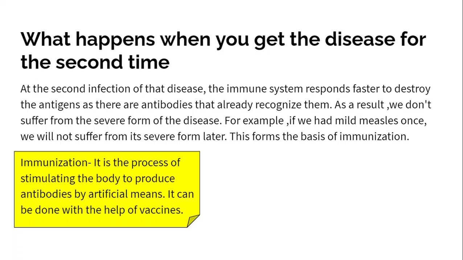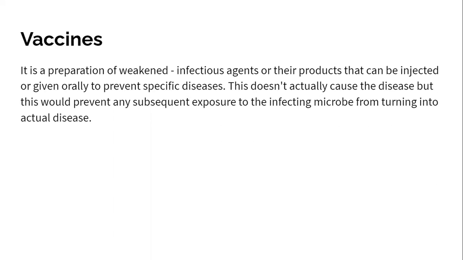And the key word right now is immunization, which is the process of stimulating the body to produce antibodies by artificial means. It can be done with the help of vaccines. Now, vaccines. So, a vaccine is basically a weakened or dead germ which is injected into us so that our body can process and make some antibodies to fight, so that when the germ actually enters, our body is already prepared. Like, refer to the previous slide, because then we will not suffer from a severe form of it.